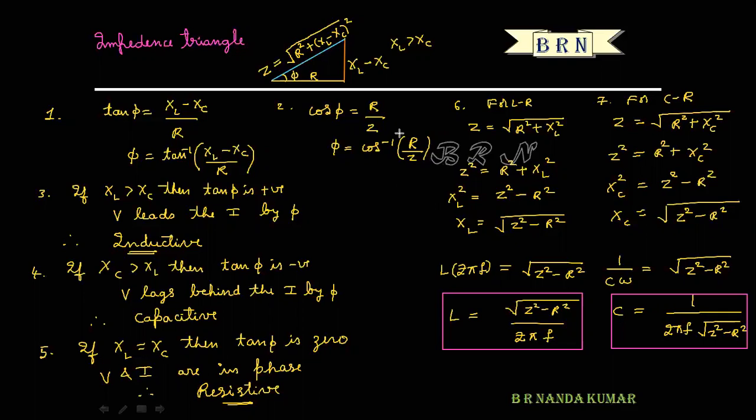This is the mathematical expression for phase difference between current and voltage in an LCR series circuit in terms of R and Z. And this is the mathematical expression for phase difference between the current and voltage in an LCR series circuit in terms of XL and XC. Okay, these points are very, very important.